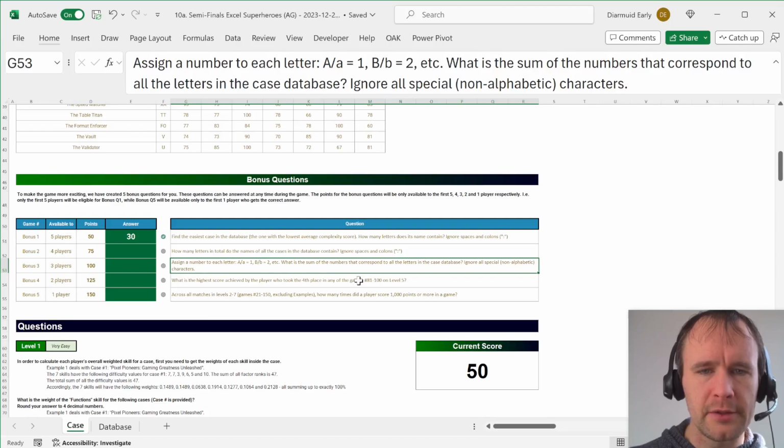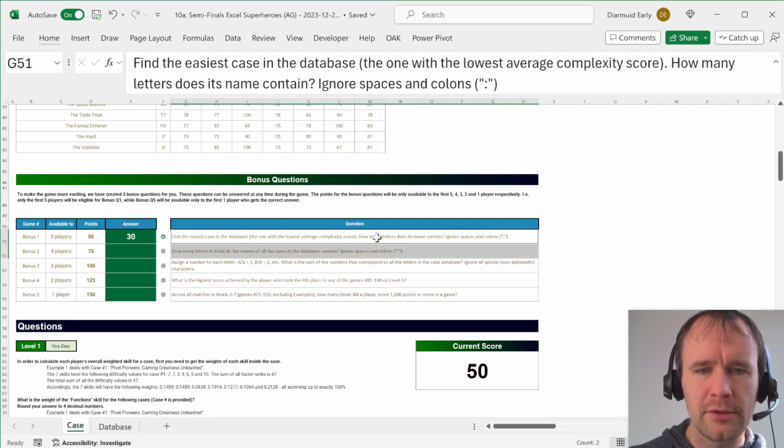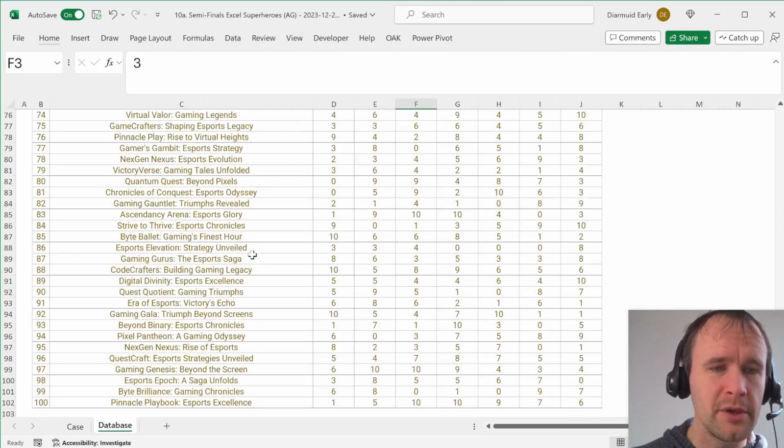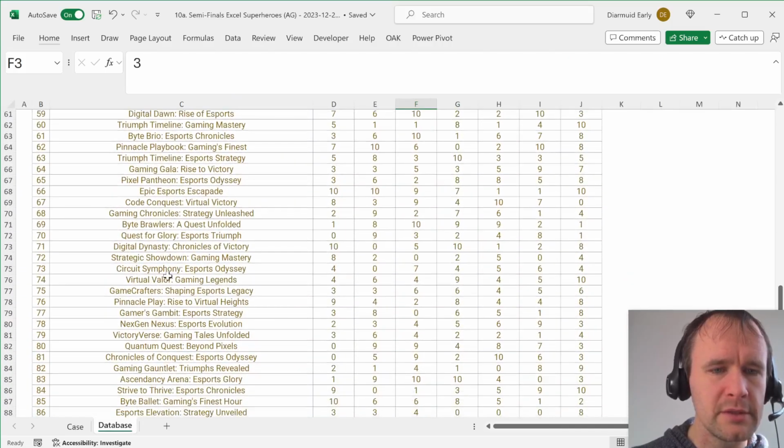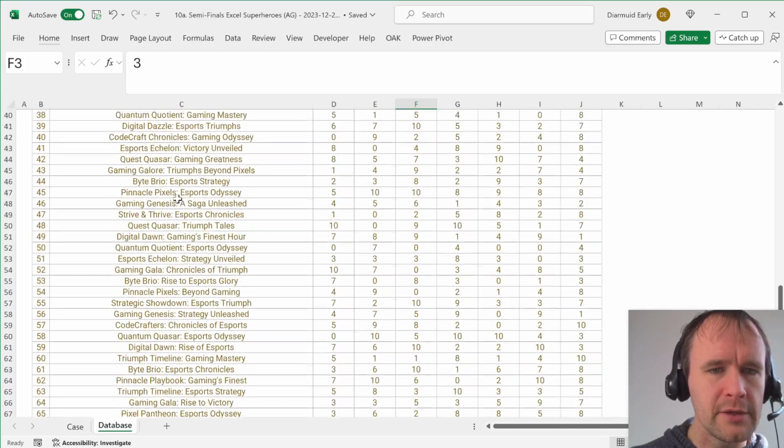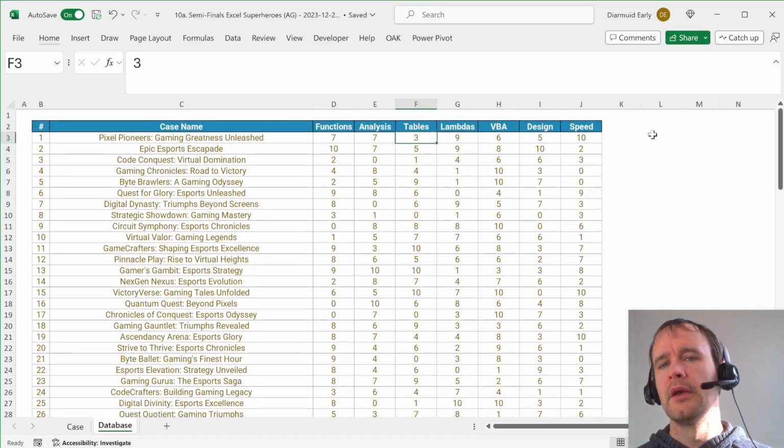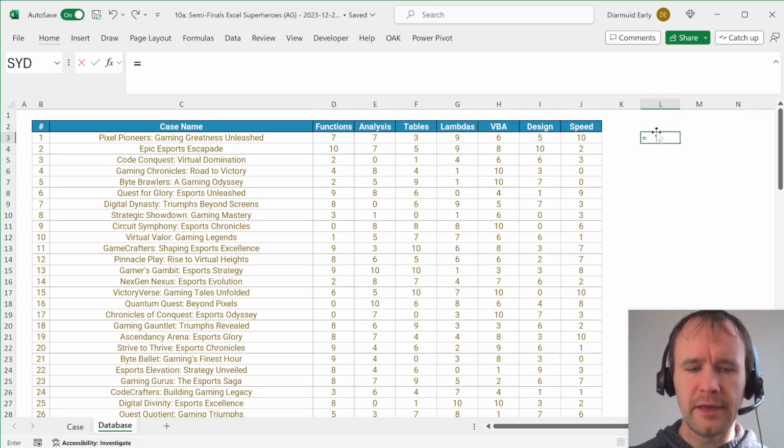Ignore all special characters. Now it's interesting, here it says ignore spaces and colons. There are actually some other special characters in there. I noticed there are apostrophes, and I think I saw an ampersand in here somewhere. But anyway, we're not interested in those, so let's just get a list of letters.